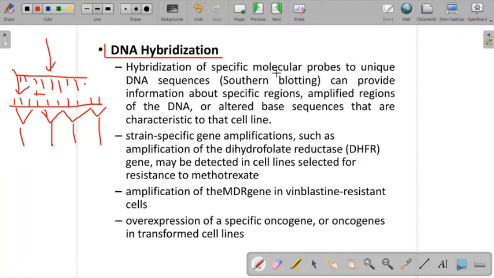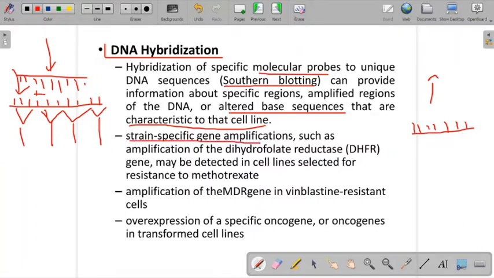So hybridization of basic molecular probes to unique DNA sequences is called Southern blotting, and it provides information about a specific amplified region of DNA, or even altered base sequences, such as the characteristics of the cell. Several characteristics of cell lines exist, like some cells provide a specific extracellular protein which has a particular DNA sequence. So we use molecular probes to identify whether the cell line is the one we are looking for or not. At that time we can use Southern blotting.